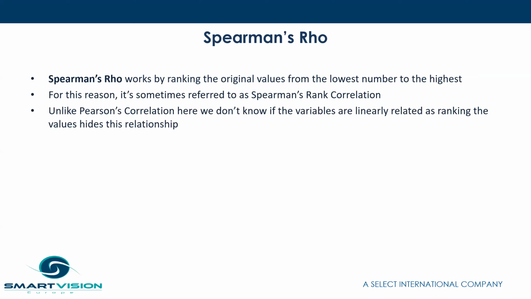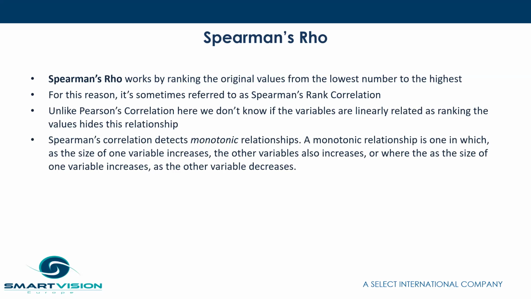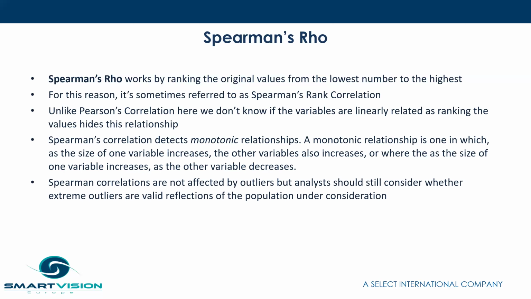And unlike Pearson's correlation, here we don't know if the two variables are linearly related, as ranking the values hides this relationship. You'll see an example of this. Spearman's correlation detects what are called monotonic relationships. A monotonic relationship is one where, as the size of one variable increases, the other variable also increases, or as the size of one variable increases, the other variable decreases.